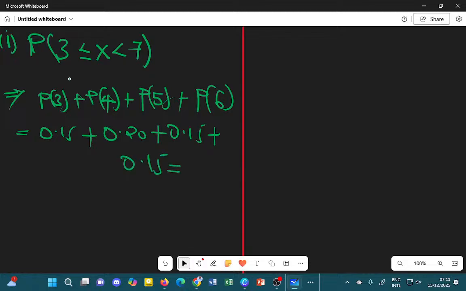Now if I add all this, 0.15 plus 0.20 is 0.35, that's 0.5, that's 0.65. So the answer here is 0.65. That's the answer to Roman 1. Then I get Roman 2. Roman 2 requires me to get the mean daily sales.